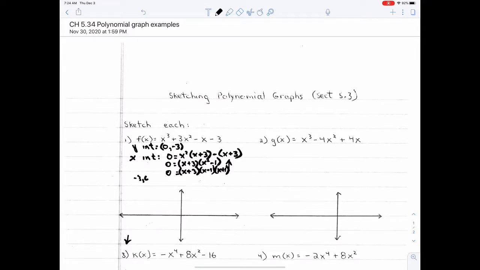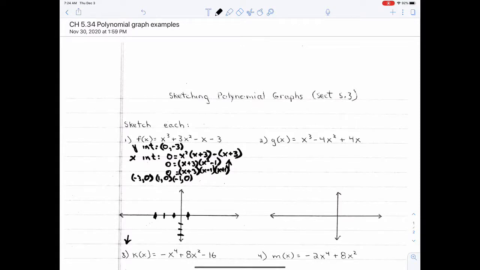-3, 0, 1, 0, and -1, 0. So I'm just going to put those generally where they be. Again, I'm not going to label the axis real accurately here. Okay, the y-intercept is 0, -3, which is down here someplace, down here on the bottom someplace, down at -3. The x-intercept, one of them is at -3, one of them is at -1, and then one of them's at 1.